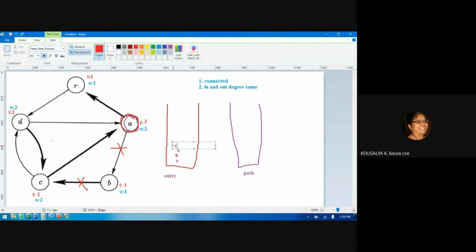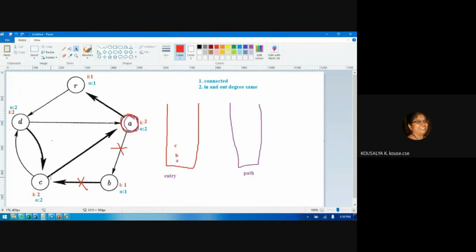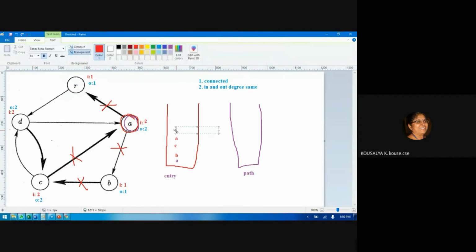Now from C, I want to check. From C, I may select this path or this one; any path I can select. Consider I select A, so from C I put A. In A, is there any outgoing edge? Here an outgoing edge R is there, so I mark it visited and add R into the stack.